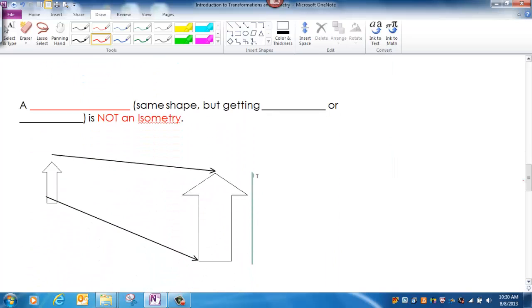The next thing, a dilation, is another term that keeps the shape the same, but it has the shape get bigger or smaller. It would not be considered an isometry.